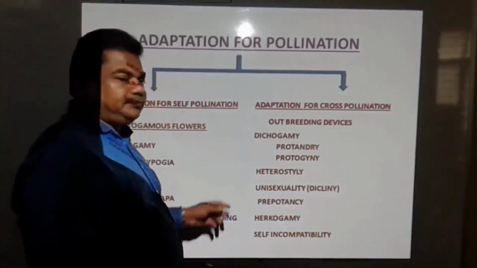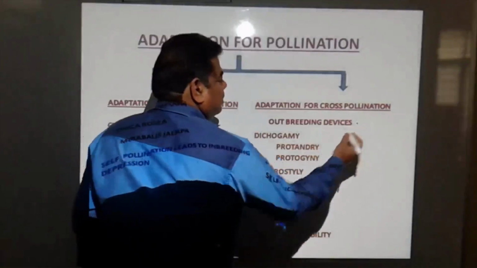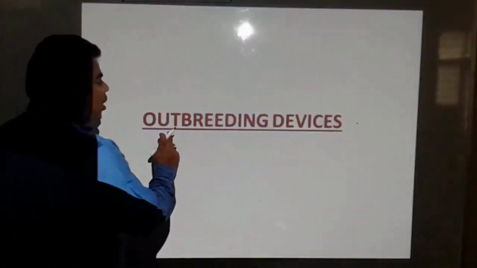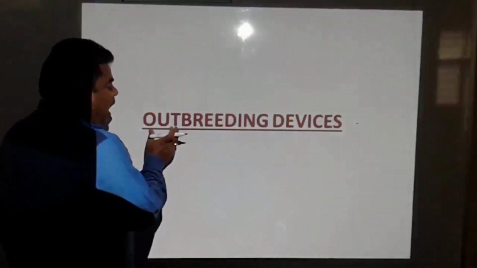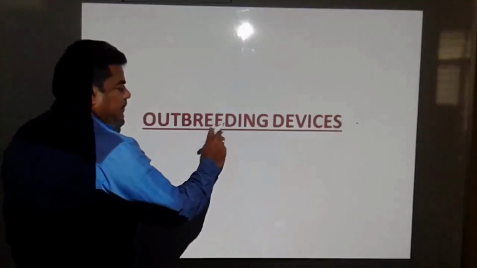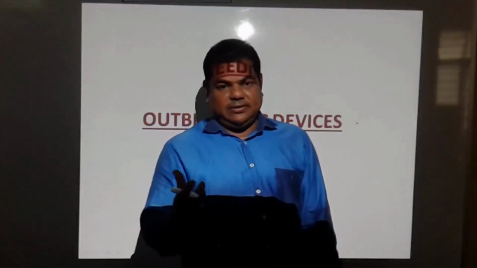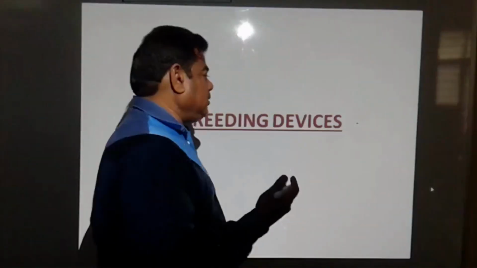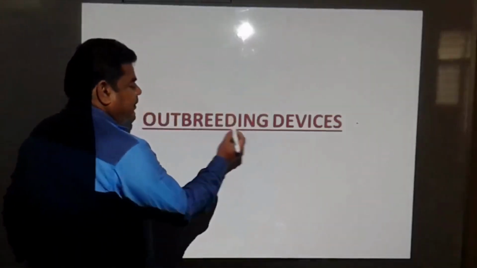Now see here, outbreeding devices. Here out, breeding, and devices. Breeding means when we cross two different varieties with each other, we form a third variety in which the good characters of both varieties come, and a good, improved variety gets formed in the program. That program we call breeding, in which hybridization takes place. High breed, more production, that plant formation takes place in that program. We call it breeding.